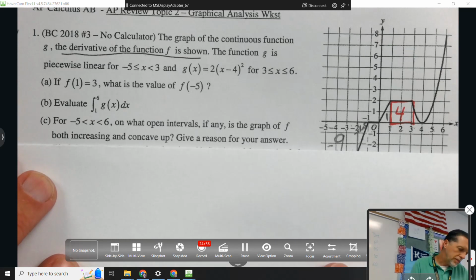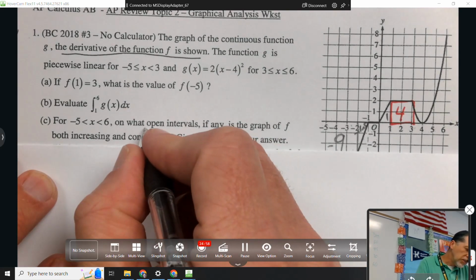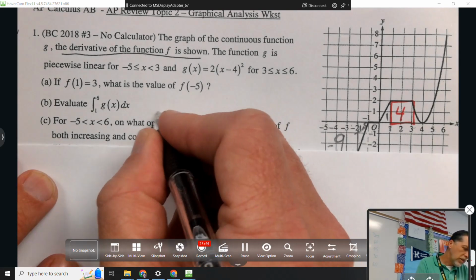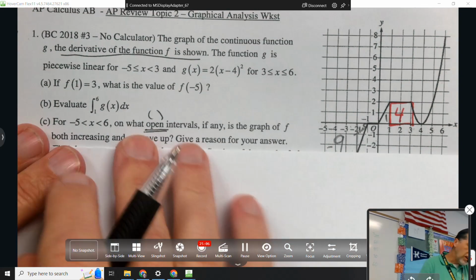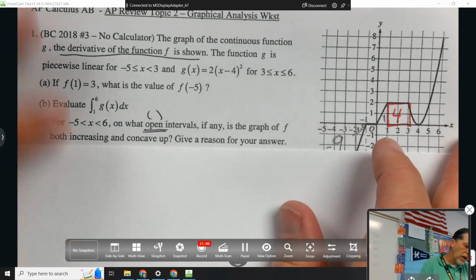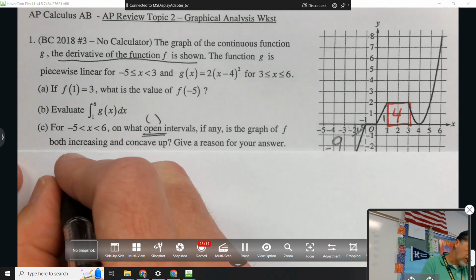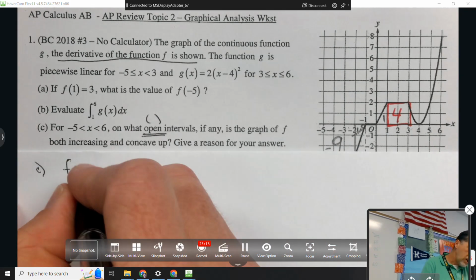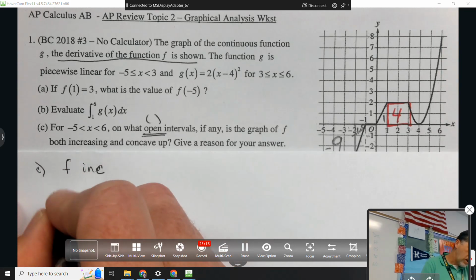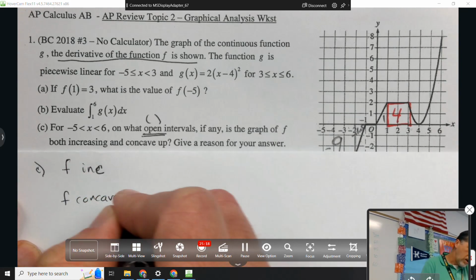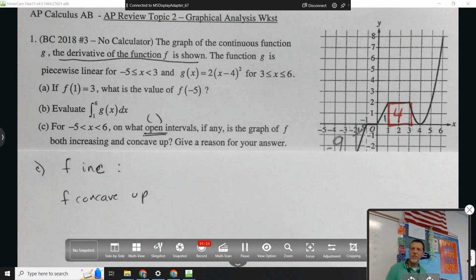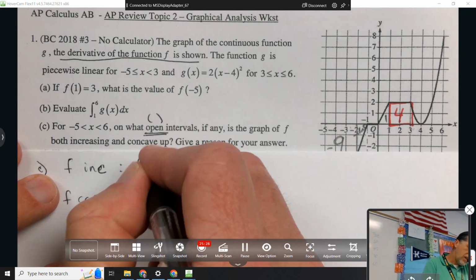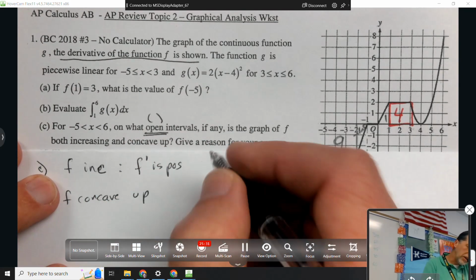Part C. On what open intervals, so parentheses, not brackets, is the graph of f both increasing and concave up? Give a reason for your answer. Okay. So what does it mean if f is increasing? Let's figure out what that means. F prime is positive, but we know that's the same thing as g, so g is positive.